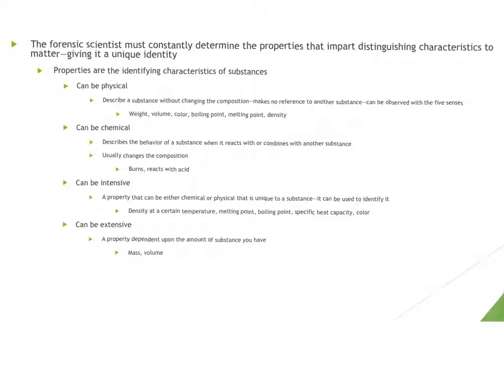So we'll look at some of the properties of matter. Forensic scientists use properties of matter because these are the distinguishing characteristics of a substance. It can be physical, chemical, intensive, and extensive. This idea of intensive and extensive is not expressly written in your textbook. It's implied that you should know it, so previous knowledge.